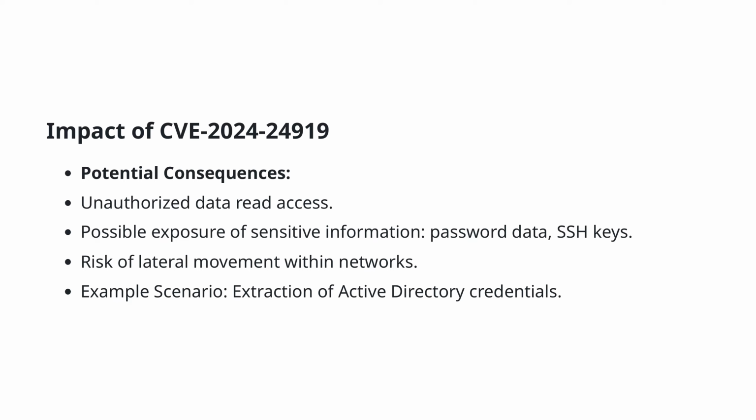Moreover, the vulnerability poses a significant risk of lateral movement within networks. This means that once an attacker gains access to one part of the network, they could potentially move around and access other parts of the network. An example scenario could involve the extraction of Active Directory credentials. Such credentials often grant access to a broad range of systems and can be particularly damaging if compromised. Understanding these impacts helps highlight the gravity of addressing this vulnerability promptly.